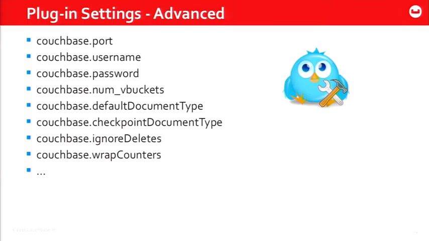I think it's only relevant for performance purposes and for working in parallel on V buckets. But then there's the default document type, which is Couchbase document, and the checkpoint document type, which is Couchbase checkpoint. Or you may want to ignore deletes. So if a delete is happening in Couchbase, you can just ignore it, so it's not reflected in the Elasticsearch index.